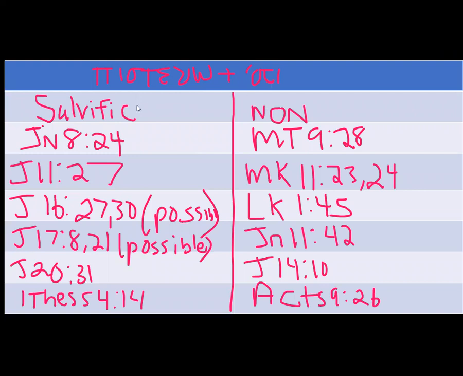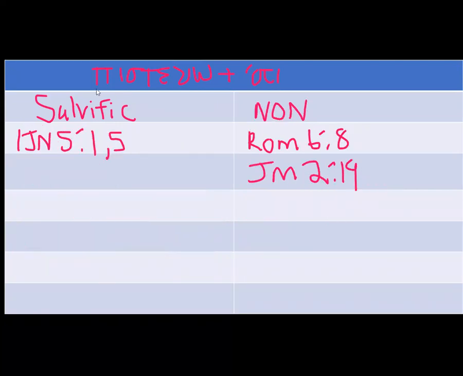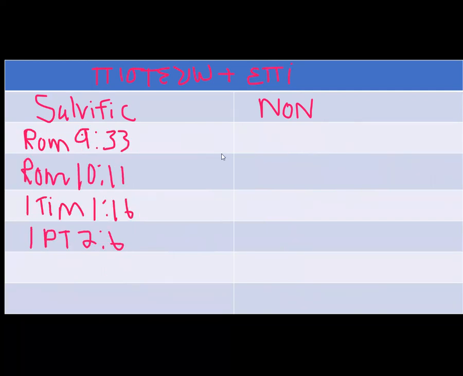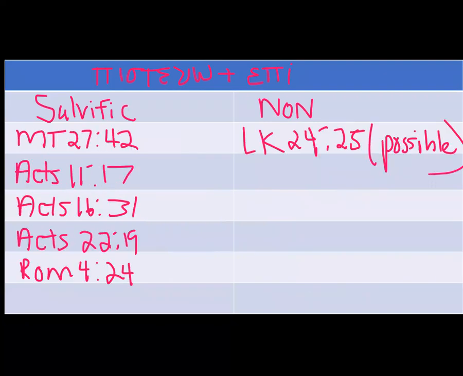All right, so moving on to pisteuo in, salvific and non-salvific passages, 1 Thessalonians 1:7. Pisteuo plus hadi, these are all salvific, and here's the non. So you can see that they're balanced, split between two, and it even takes 2 slides to list all the references. Pisteuo plus epi, these are salvific and these are non. Same thing with here. Did I copy? No, that's 2 different slides. All right.